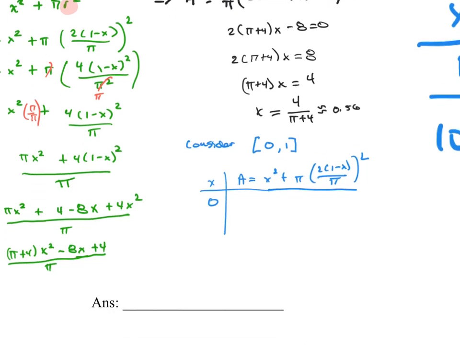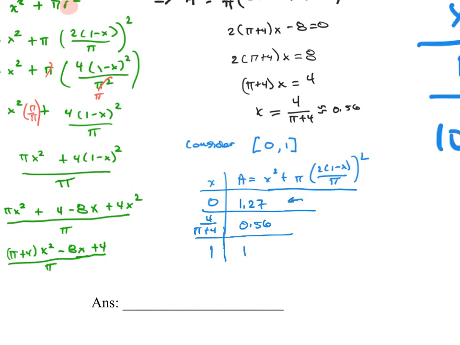So what do I need to plug in? I need to plug in 0. I need to plug in that 4 over pi plus 4, because that's the critical value. And I also need to plug in the number 1. So 0 and 1 are my endpoints, the largest and smallest values I need to consider. Let's plug these into the original area function. If I plug in x equals 0 into your calculator, I'm getting approximately 1.27. If I plug in 4 over pi plus 4 as the value here, I'm getting approximately 0.56. And if I plug in 1, I'm getting a value of 1.